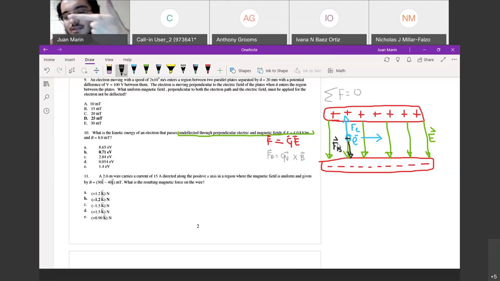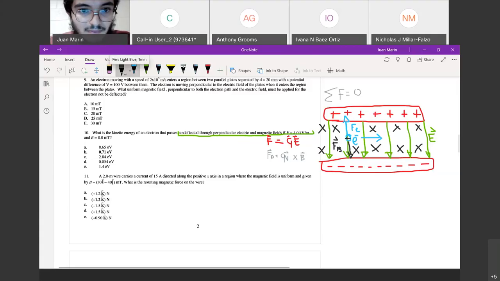So you have to use the right-hand rule, but you have to remember because it's an electron, it's going to have to go in the opposite direction. Or you could just use the left hand because it's an electron. Velocity is the index finger. The force has to go down, right? Because we drew it opposite to the electric field. So the magnetic field has to go into the page. Okay. So it goes into the page.